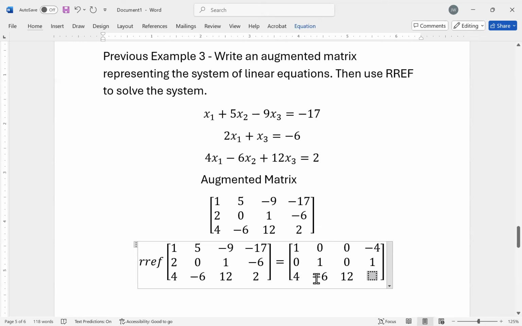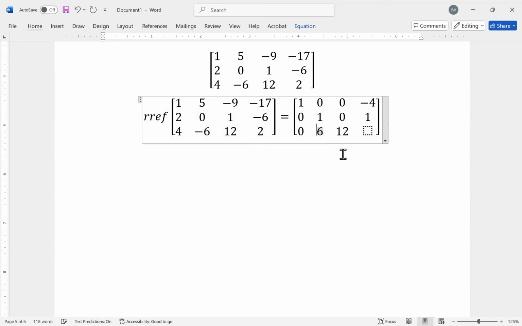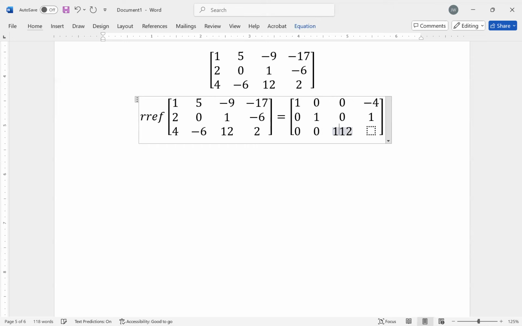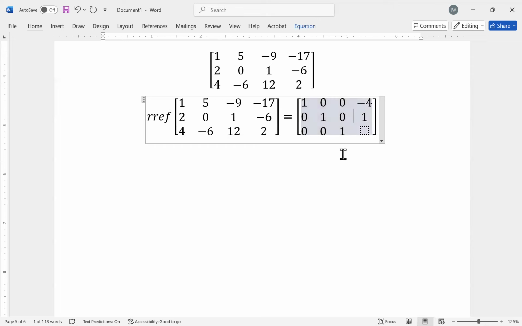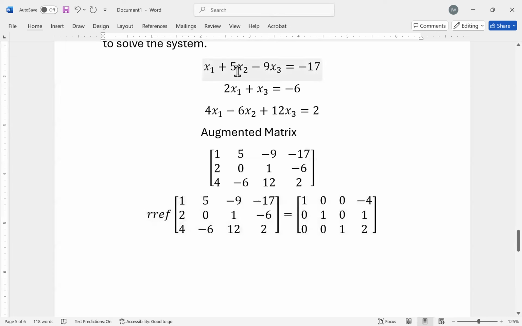and then 0, 0, 1, and 2 in the third row. So now I can read off my solution. My variables were x1, x2, x3. So this means that the x1 variable is equal to -4. The x2 variable is equal to 1. And the x3 variable is equal to 2.